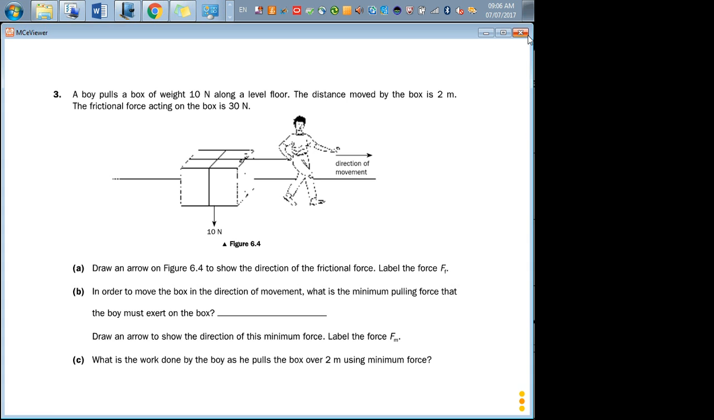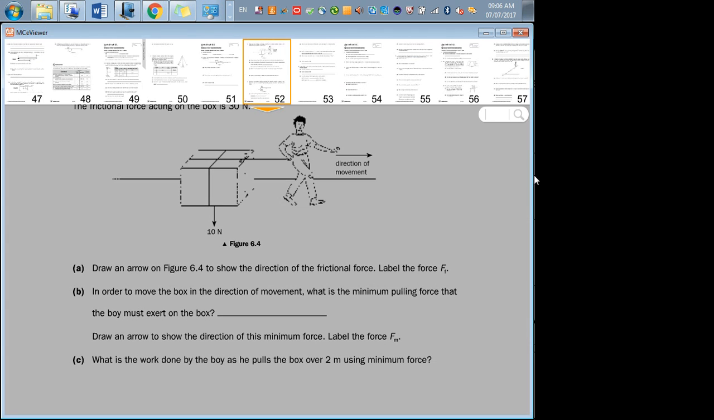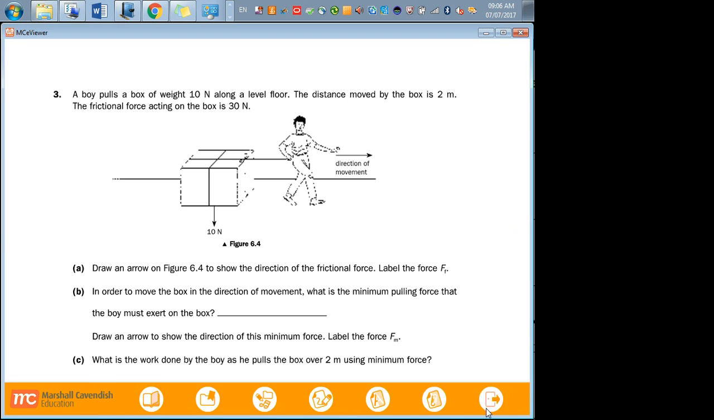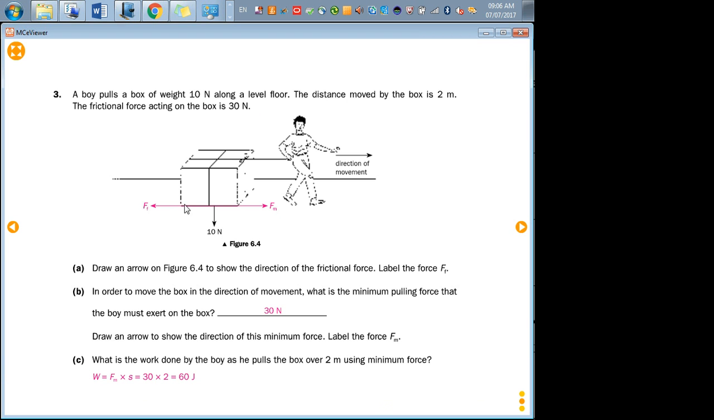Okay, good. Let's see. A boy pulls a box with 10 newtons along a level floor. The box moves 2 meters, and the frictional force acting on the box is 30 newtons. Draw an arrow to show the direction of the frictional force. So the motion is towards the right. What direction should our friction be? To the left. Okay, so frictional force is to the left. That is for part A. Label it as F with a little f at the bottom right corner, subscript.